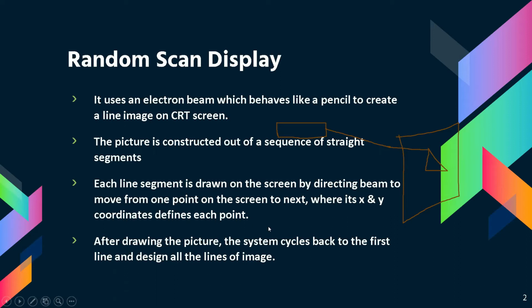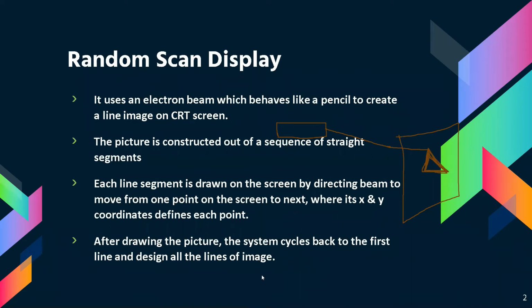After drawing the picture, the system cycles back to the first line and draws all the lines of the image again. So once it completes the image, for example, once again I will show you. This is the first line, second line, and lastly it will come back to its original line. Then again it starts repeating the process, so that the image becomes a bit more visible. So this repeats like this. Clear with that? Understood?